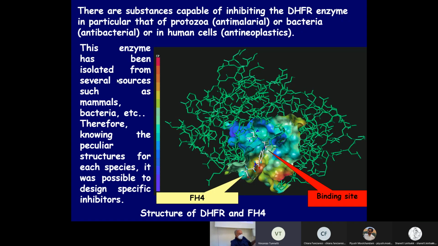This enzyme has been isolated from several sources, mammals, bacteria, and so on. The problem is that the binding site of bacteria is very similar to the binding site of mammalian cells. And so it is not so easy to have selective compounds able to inhibit a specific enzyme, the bacterial enzyme, instead of the mammalian enzyme.